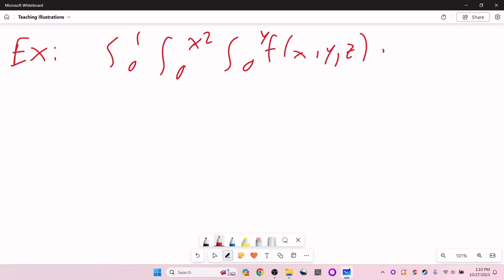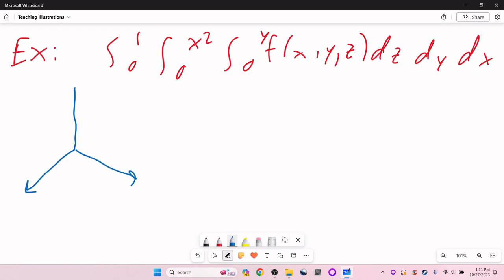All right, so let's do a little practice reordering. Let's say you have the integral from 0 to 1, 0 to x squared, 0 to y of some function f of x, y, z, dz, dy, dx. I don't even care what the function is right now. I just want to practice on reordering. Well, I'm going to try to draw this region, x, y, and z. Okay, so z goes from 0 to y.